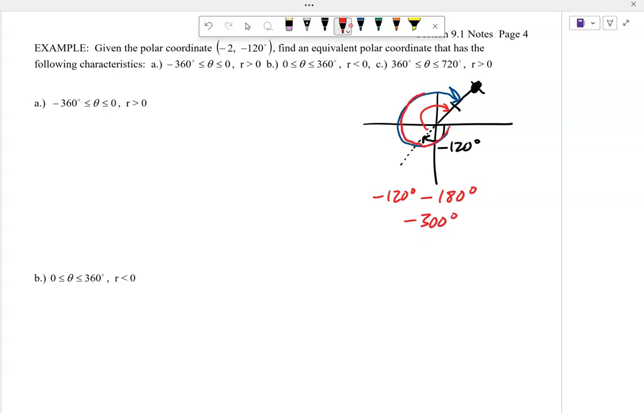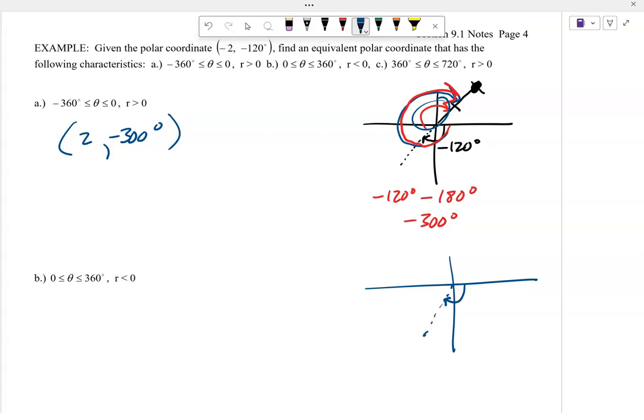Let me put that in red. That's my total angle right there, negative 300. That included pi more than negative 120. So negative 300 and a positive 2. All right? Okay, let's draw this again. Here's my original.